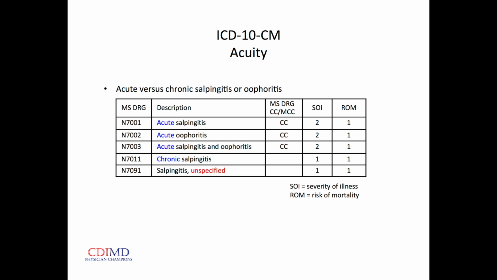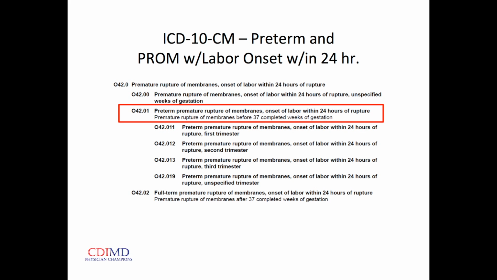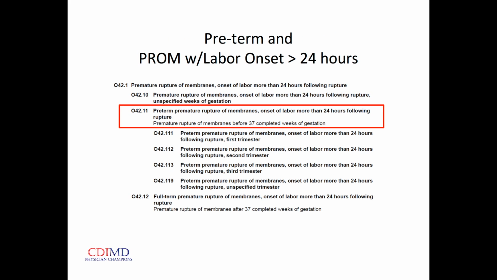If we describe the acute salpingitis, the severity of illness is 2, the risk of mortality is very low, so that number doesn't change. Premature rupture of membranes when labor begins within 24 hours of the rupture is a different code than when there's premature rupture of the membranes and labor onset is greater than 24 hours. So noting the duration, the interim of time between rupture and onset of labor is significant.